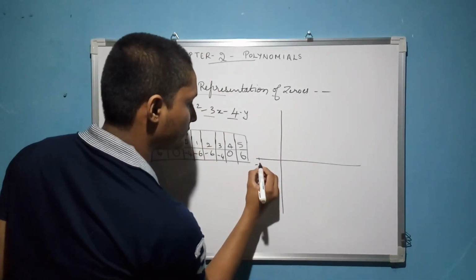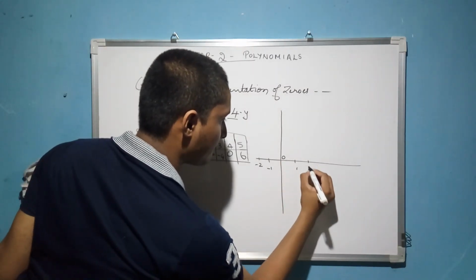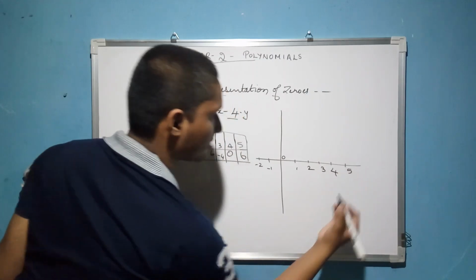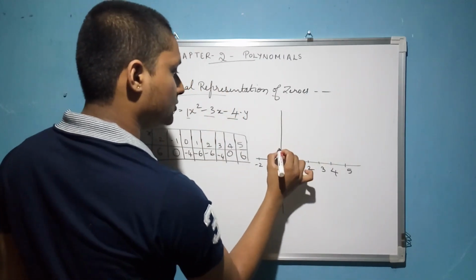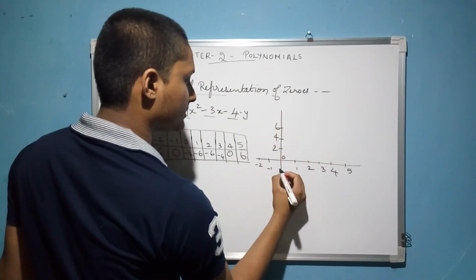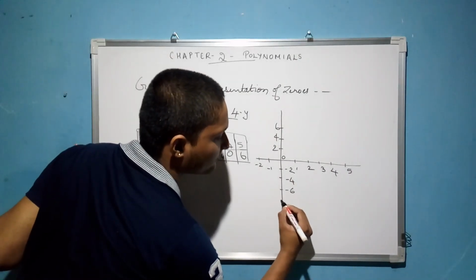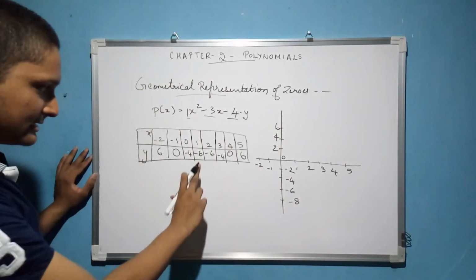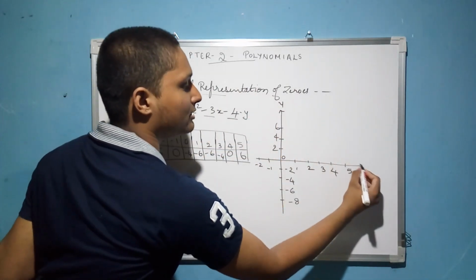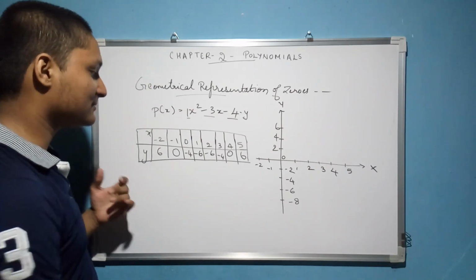This is -2, -1, 0, 1, 2, 3, 4, 5. Here I'll take 2 units, 2, 4, 6. This is -2, -4 and so on. You have here -6 and -8. I think only -6 is enough here. I am taking 2 units along the y-axis and 1 unit along the x-axis. I didn't write the scale here. I think you understand that much.